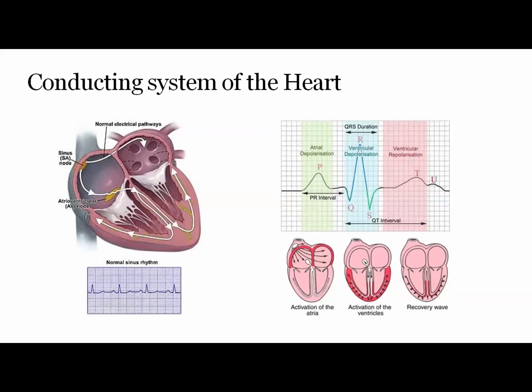Based on this transmission pathway, we have certain waveforms on the ECG. The P wave means activation of the atria, and we see atrial depolarization as an upstroke. The QRS complex means activation of the ventricles. The T wave denotes recovery of the ventricle, that is ventricular repolarization. So when we say normal sinus rhythm, what do you mean by it? I want you all to answer. What are the characteristics of a normal sinus rhythm?